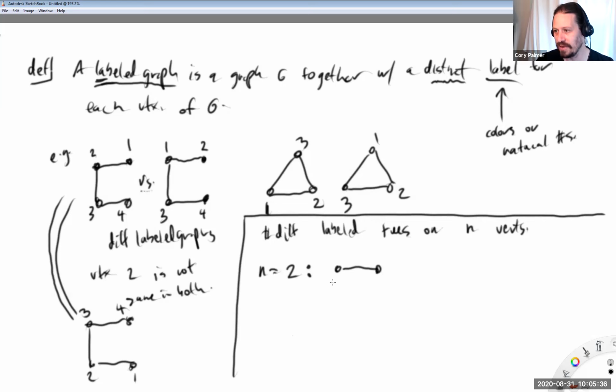And how many different ways are there to label this tree here? Also just 1. I can go 1, 2, or 2, 1, but 2, 1 is the same as 1, 2 here, right, with a little examination. So that one's simple enough.